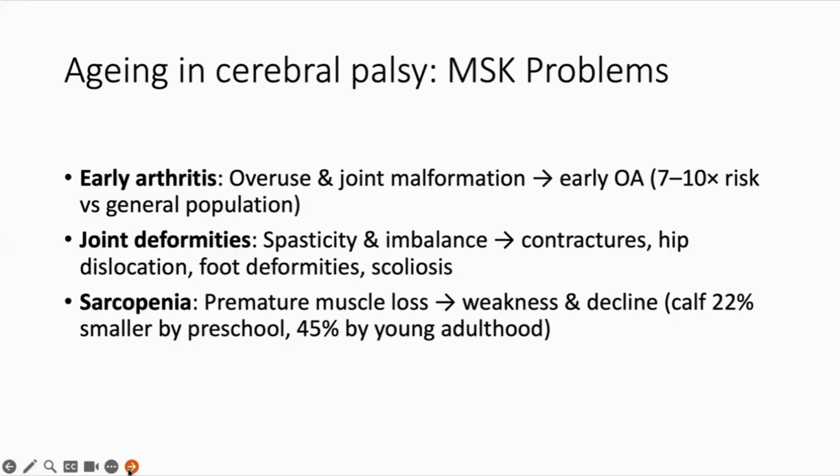And because of chronic spasticity and muscle weakness, they have joint contractures. And then early premature muscle loss, which is sarcopenia, happens at younger ages. For example, their calf muscle is about 22% smaller by preschool, but by young adulthood, their calf muscle is about 45% smaller. So it's continuous weakness happening.